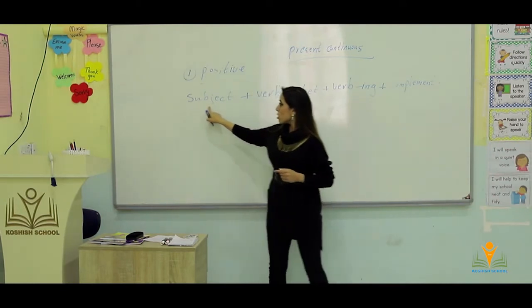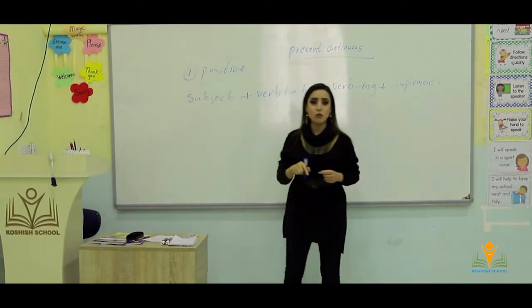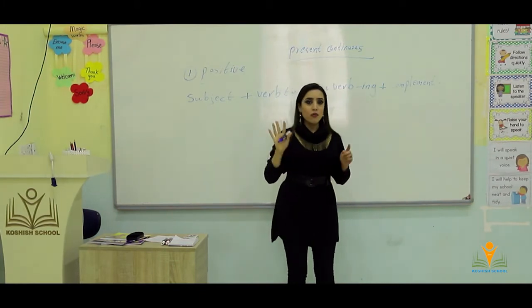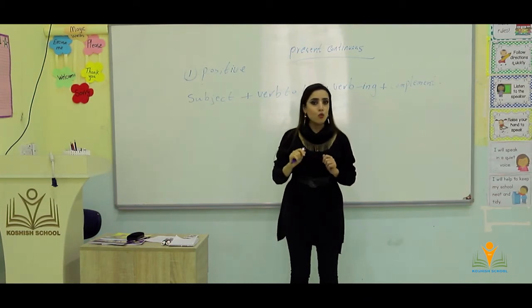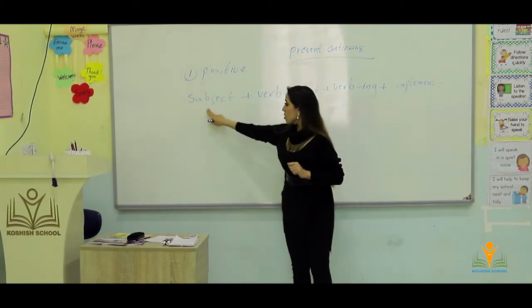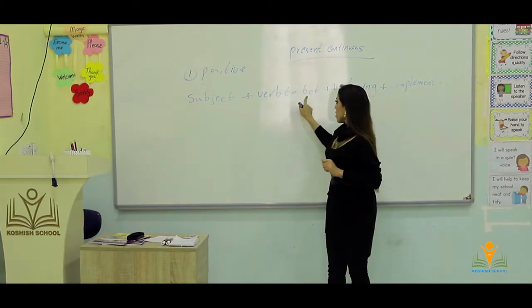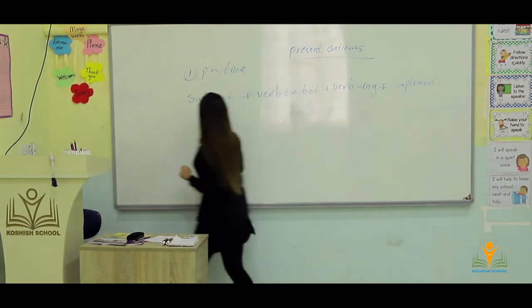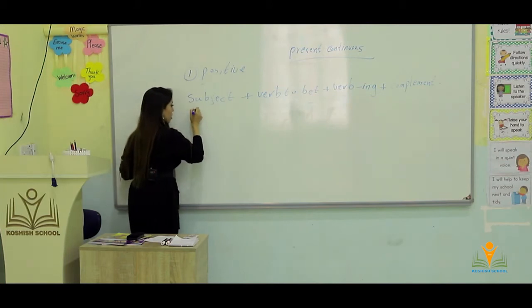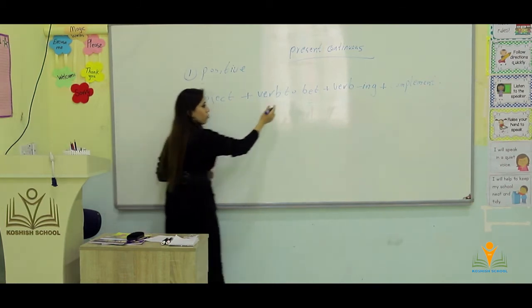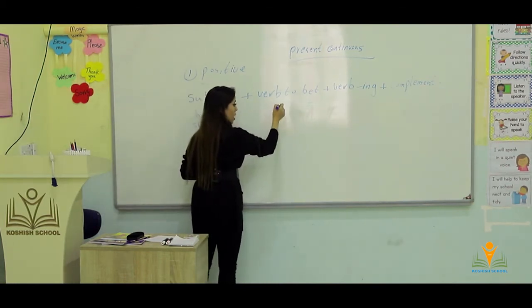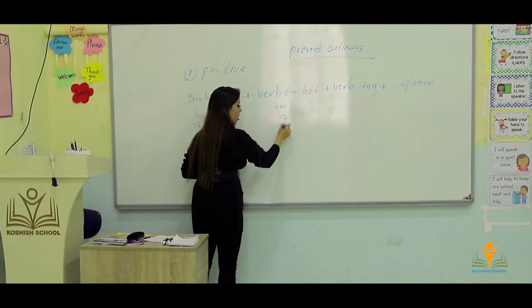Let me give you a short explanation about subject. What do we mean by subject pronouns? We have 7 subject pronouns: he, she, it, I, we, you, they. We write them here. And verb to be is am, is, are. So let me write it here. He, she, it, I, we, you, and they. Verb to be, we have am, is, are.